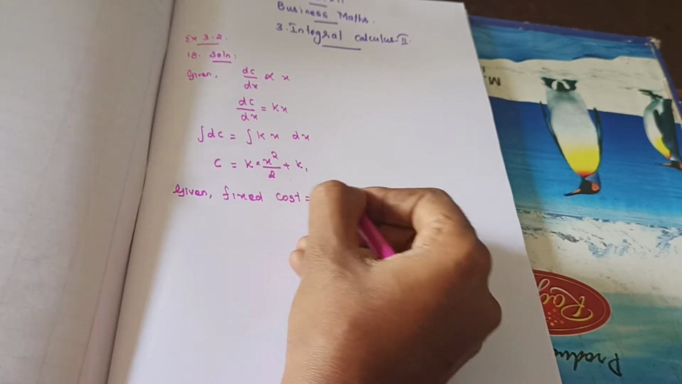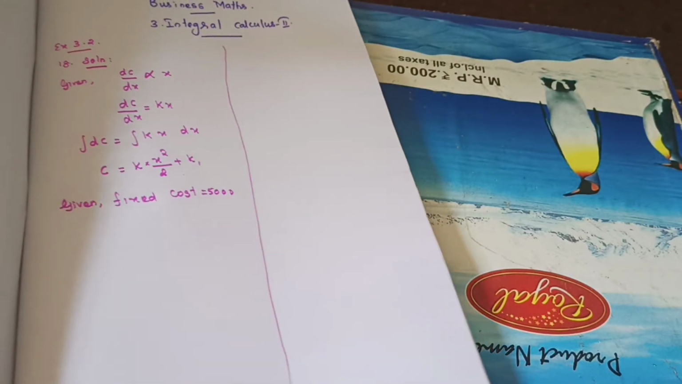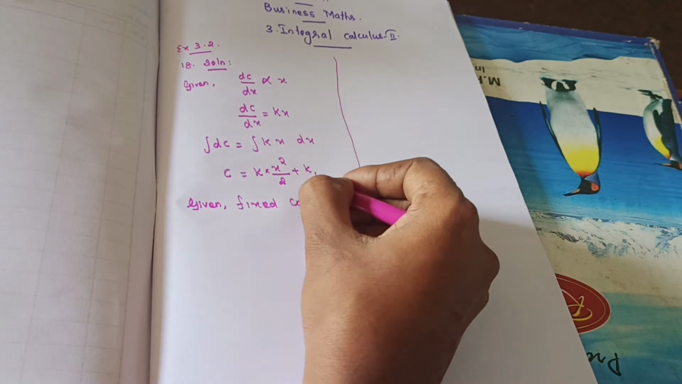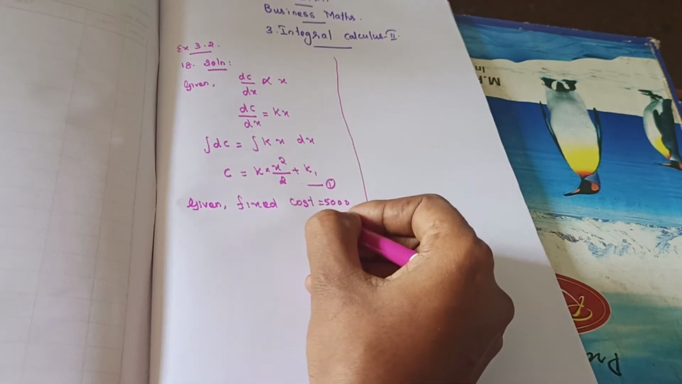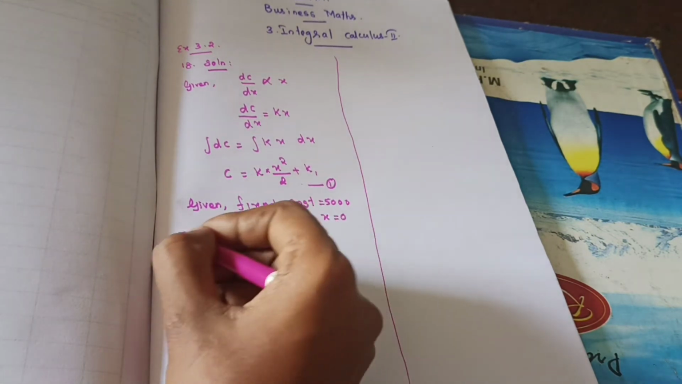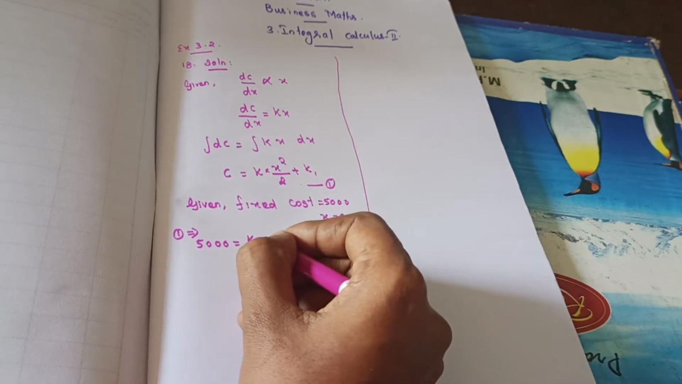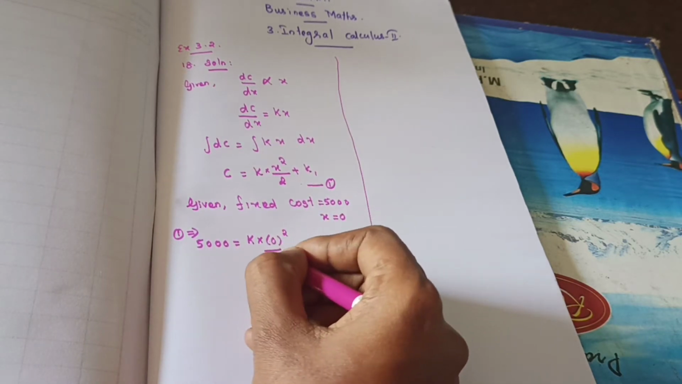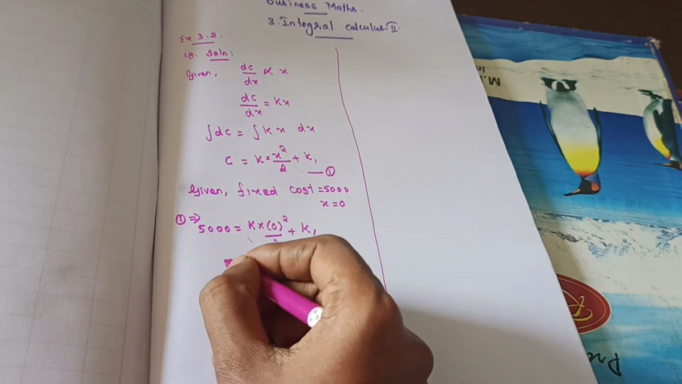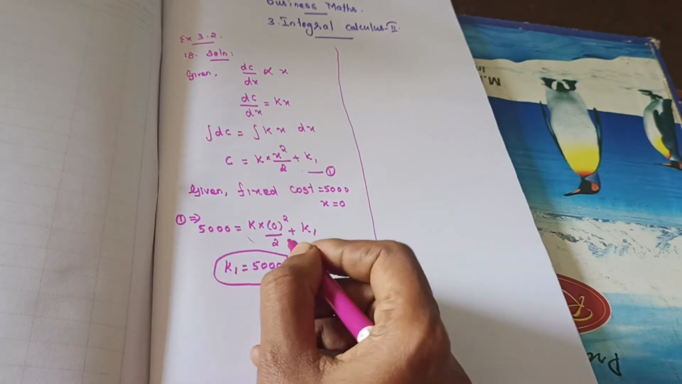Fixed cost is equal to 5,000. Take it as equation number 1. So fixed cost is 5,000 means x is equal to 0. So now apply here 5,000. Equation 1 implies 5,000 is equal to k into 0 square by 2 plus k1. So all the values will change to 0. So what's the value of k1? k1 is equal to 5,000.